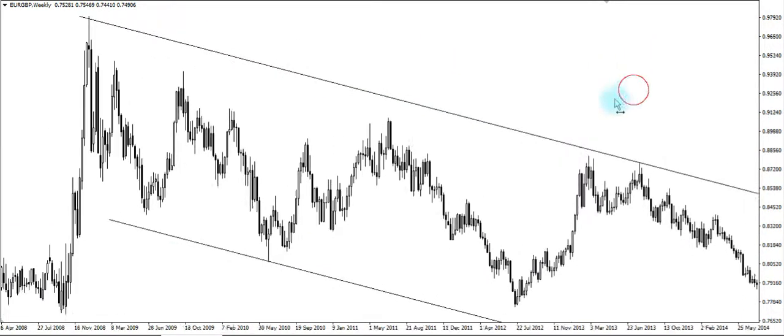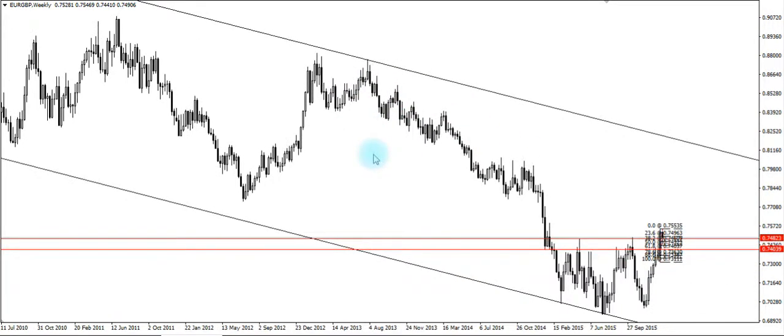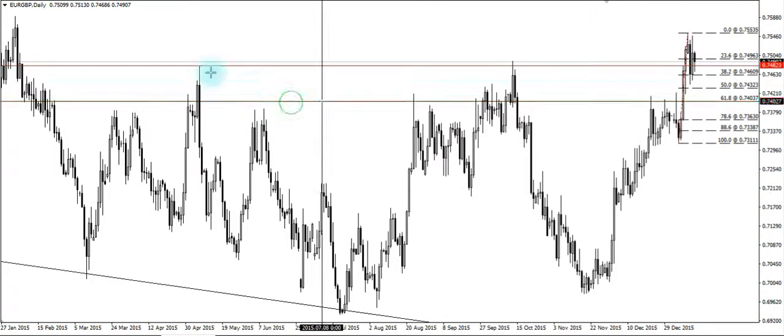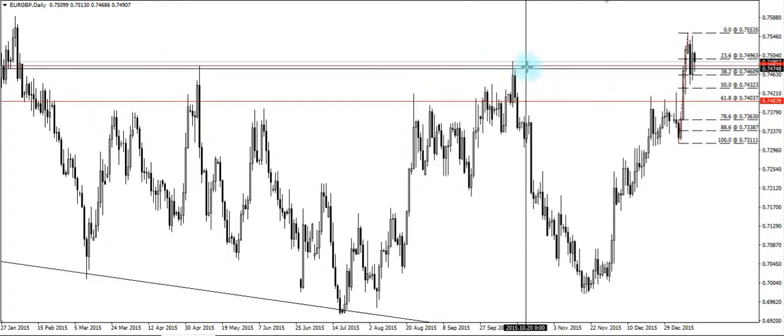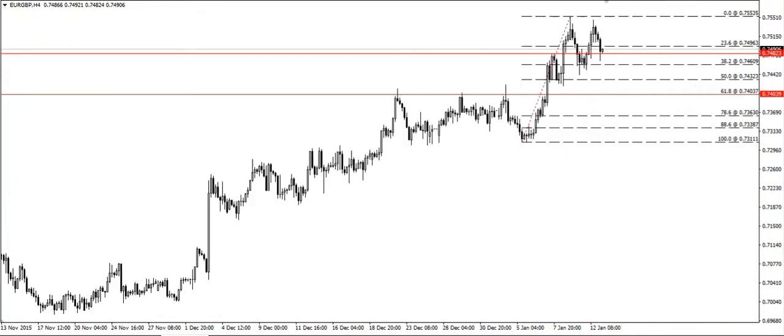Alright, so we have a falling trend channel happening in the weekly chart, and therefore we are expecting that the price, which is already at the bottom of the falling trend channel, will appreciate further from the bottom towards the top. And when we look at the day one chart, we have also seen that one of the key resistance levels has been broken, which is at the price of 0.7482. Therefore, expect the price to appreciate further as well.